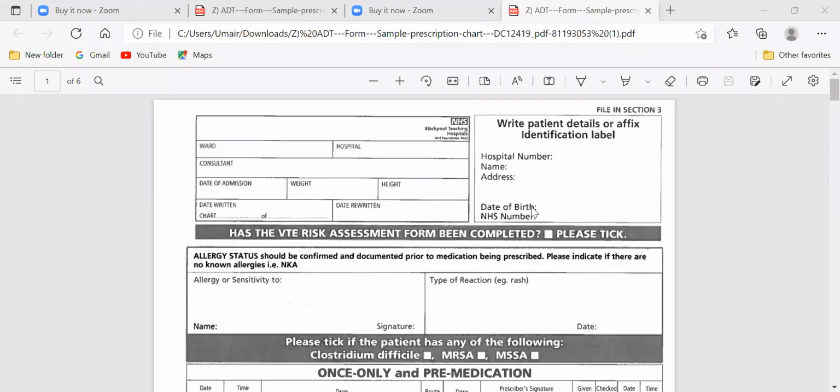Okay, so can everyone see the prescription page? So I'm sharing the prescription in the group.